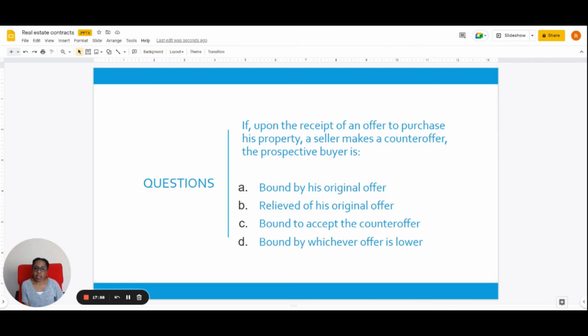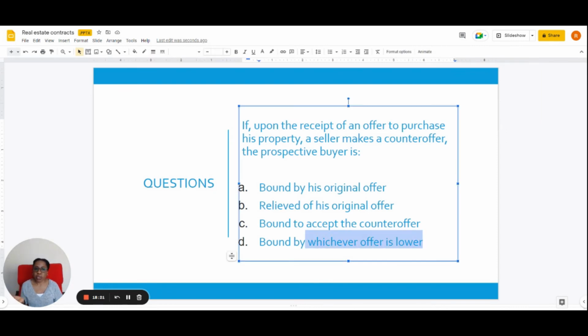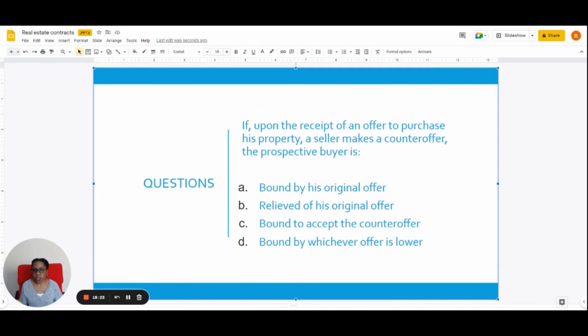If you said B as in boy, you are correct, right? Remember, once there is a counteroffer, the original offer is gone. Now the counteroffer is the only one that is valid. And it's not C because the buyer does not have to accept the seller's offer, right? The buyer can also counter that offer. And you're not bound by whichever is lower. Whatever you want to take is what you want to take. And of course, the original one is no longer valid anyway, so you're not even bound by that anymore. Okay.